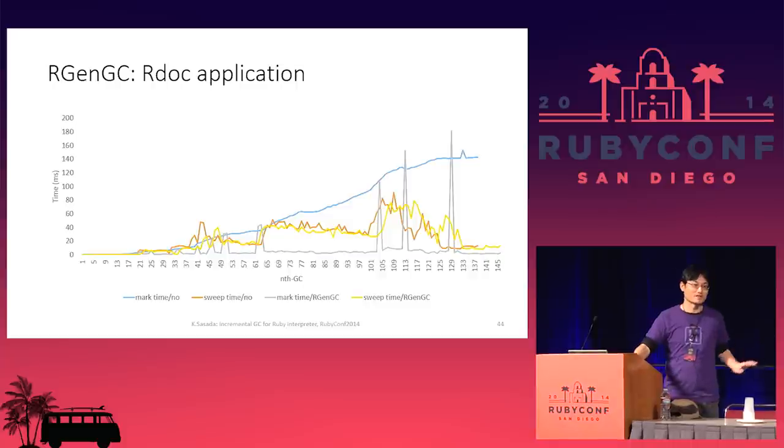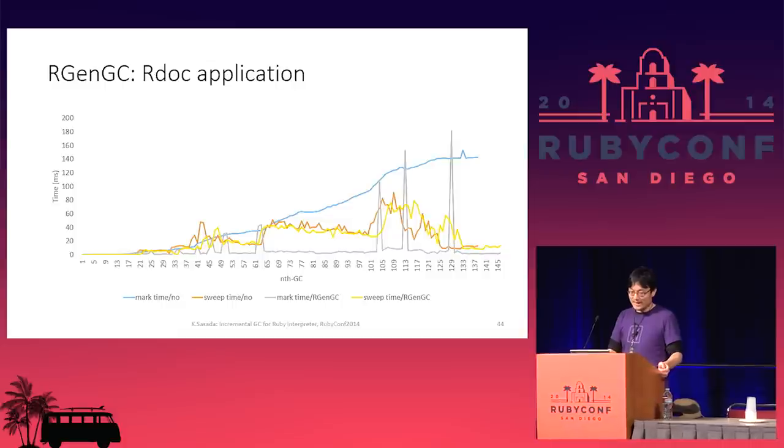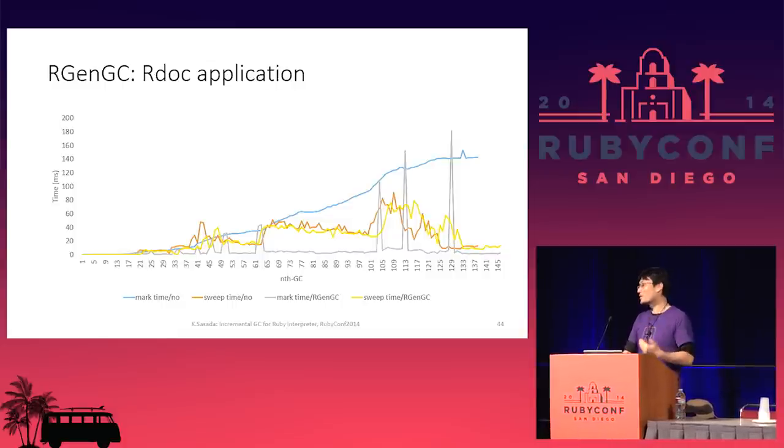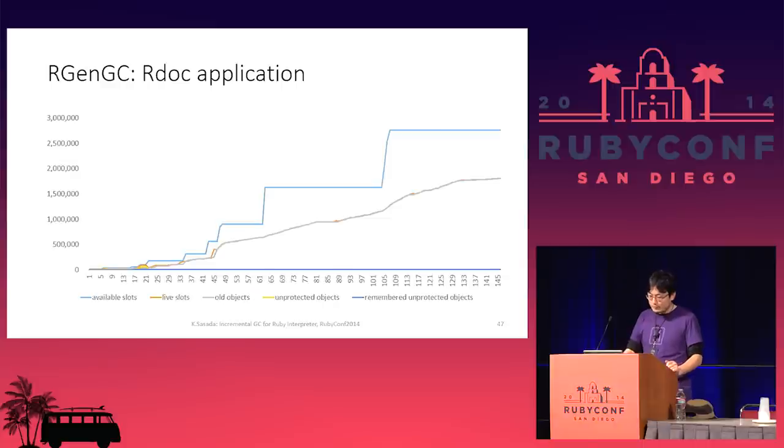This is last year's presentation, not current achievements. With a big application, we can see the reduction of the total time. So the total execution time can be reduced. I have several other data for my paper, so if you have any interest, please ask me after this.